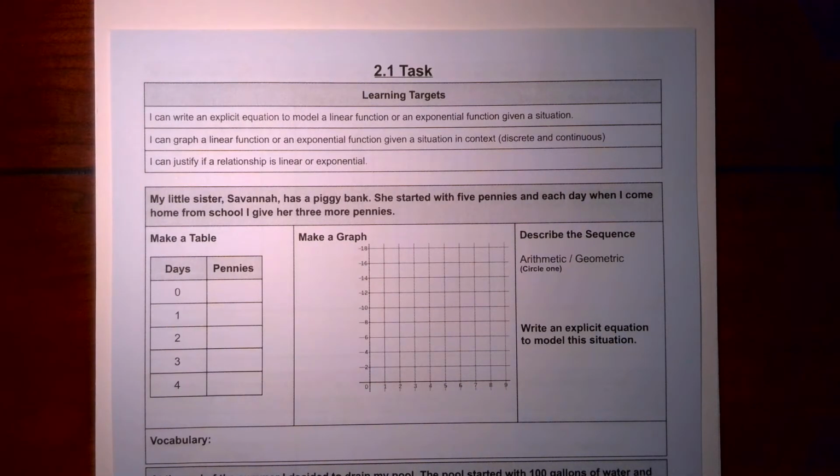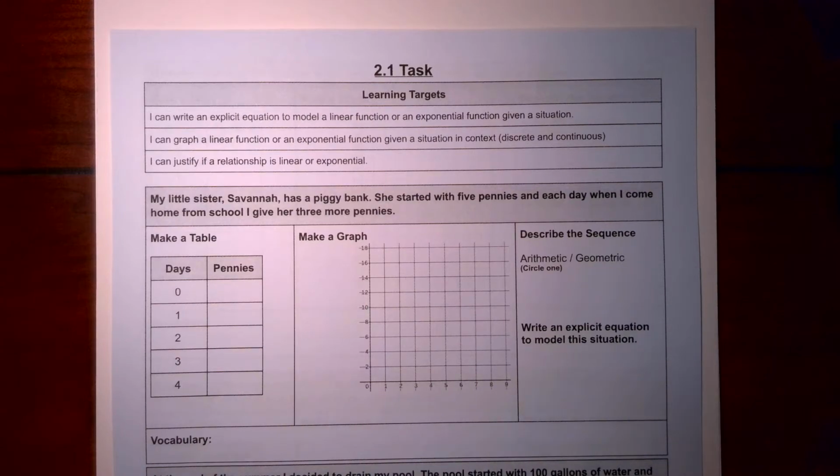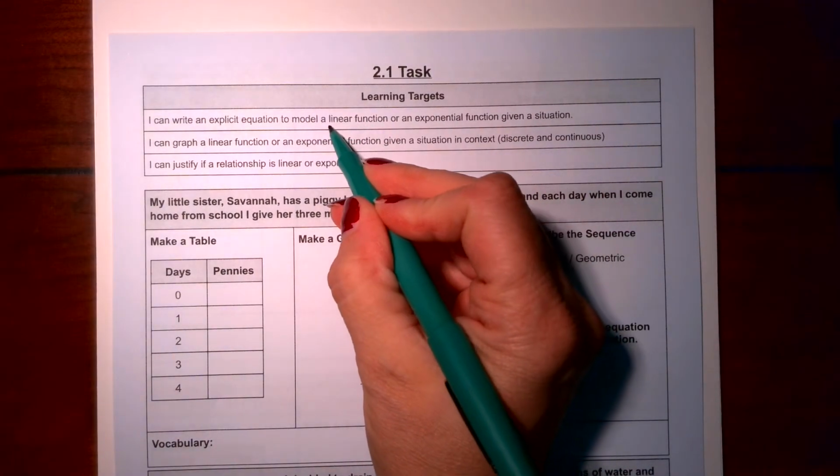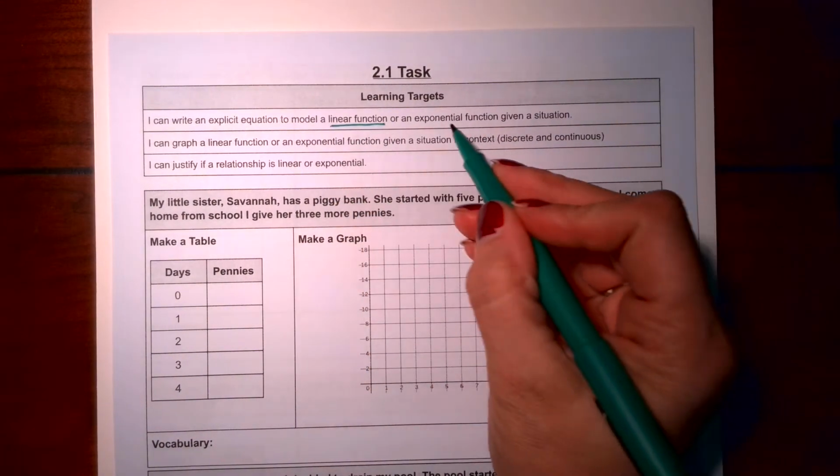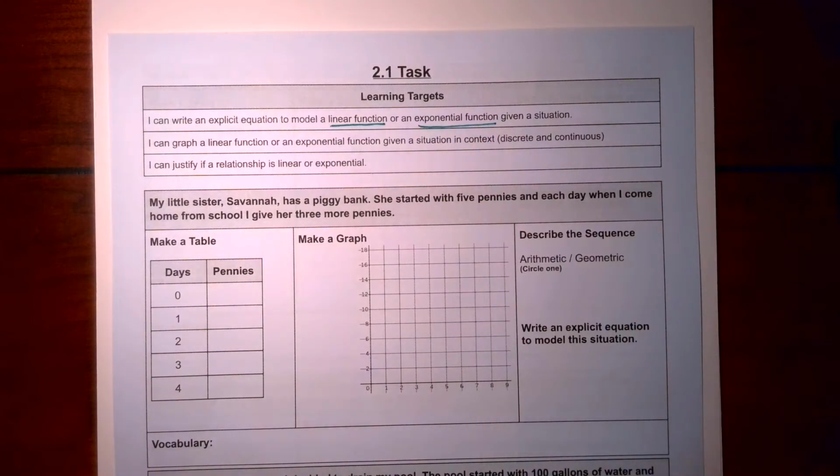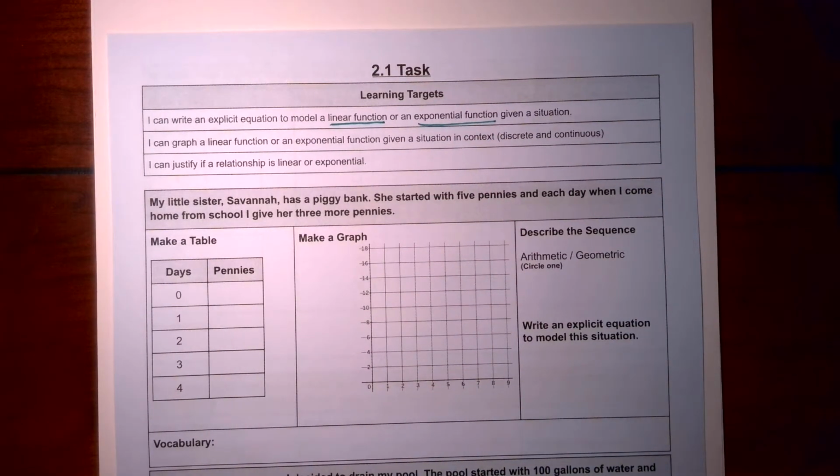Hi Math 1, let's take a look at task 2.1. This unit is going to deal a lot with the things that we studied last chapter. Okay, so we have a linear function or an exponential function. So we have some new words, but we're going to have a lot of the same ideas happen.